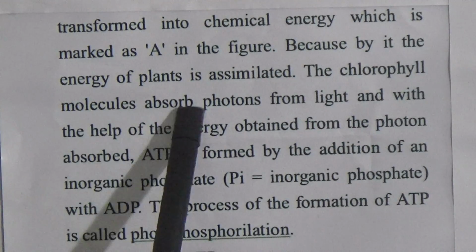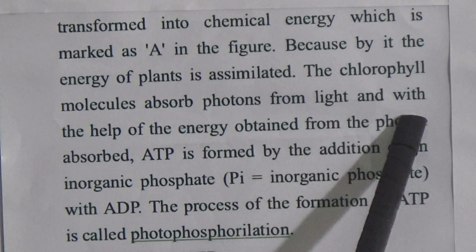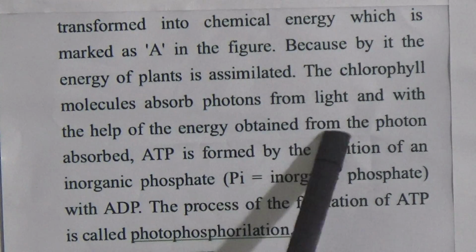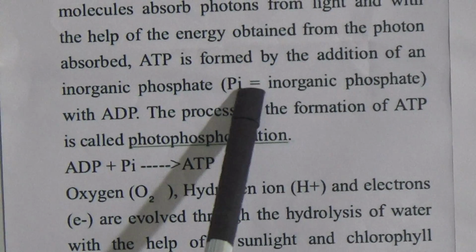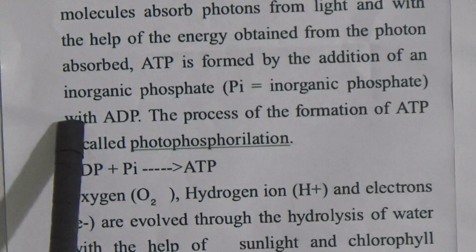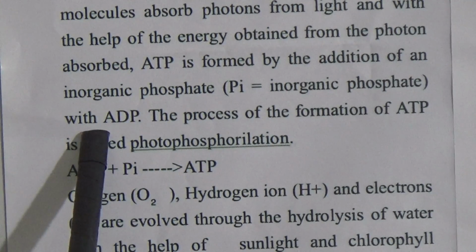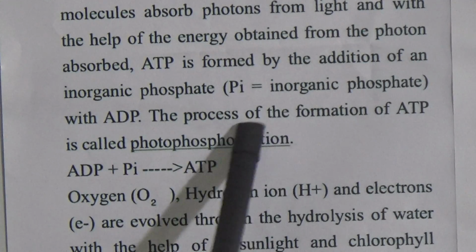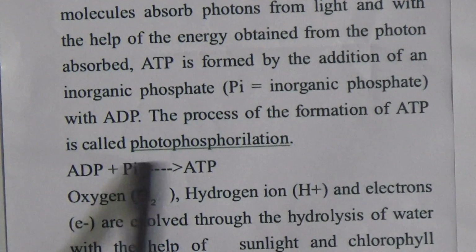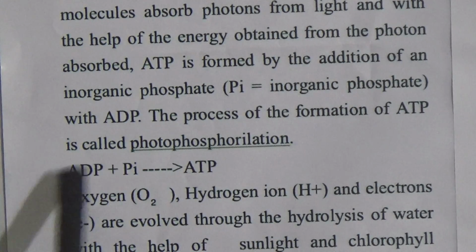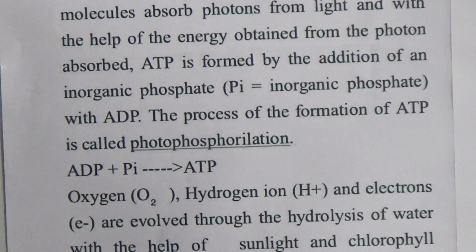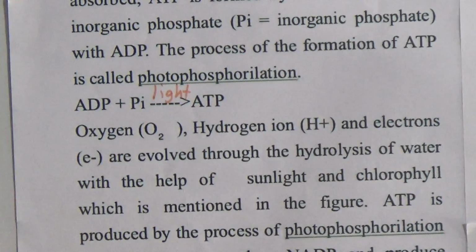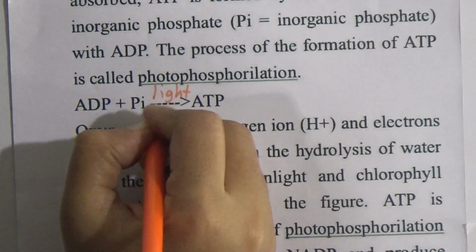The chlorophyll molecules absorb photons from the light, and with the help of the energy obtained from the absorbed photons, ATP is formed by the addition of inorganic phosphate. Pi is the inorganic phosphate, added to ADP. The process of formation of ATP is called photophosphorylation. Then ADP plus inorganic phosphate becomes ATP. Here we have to write light, and below that there will be chlorophyll.